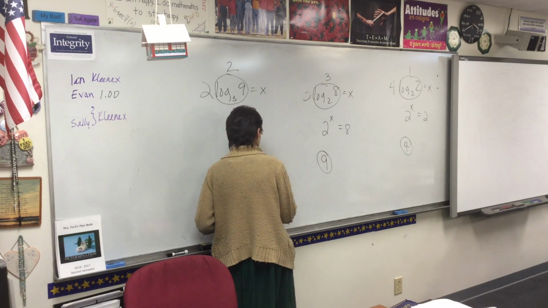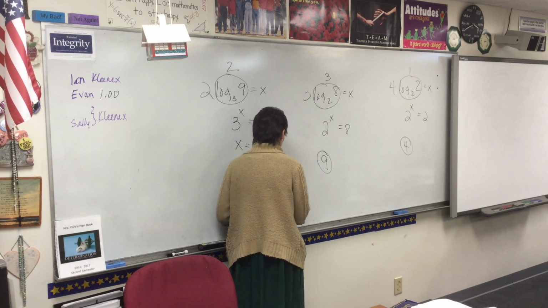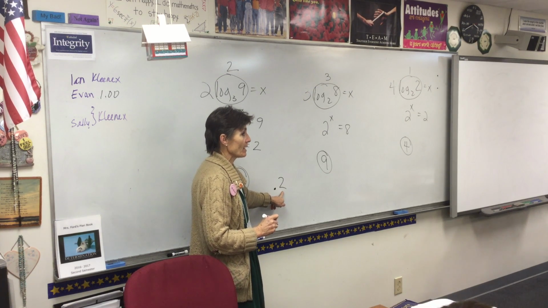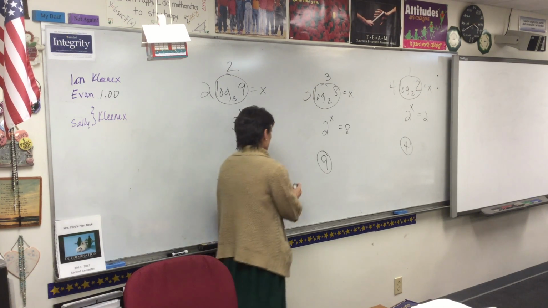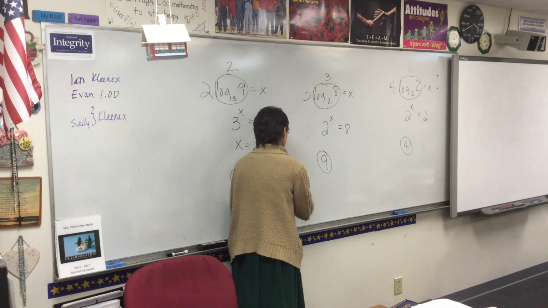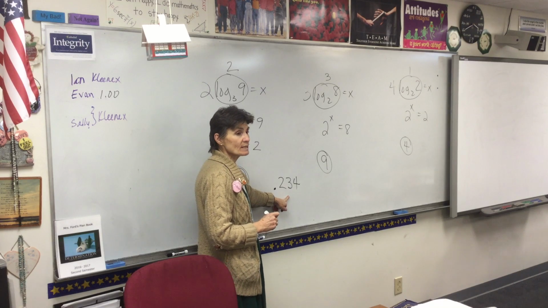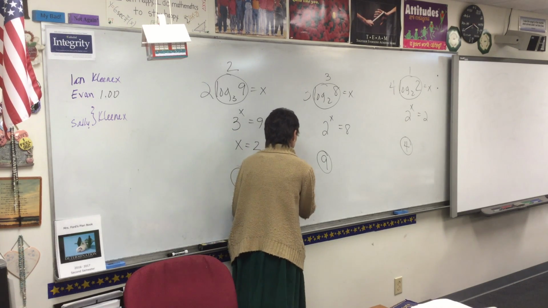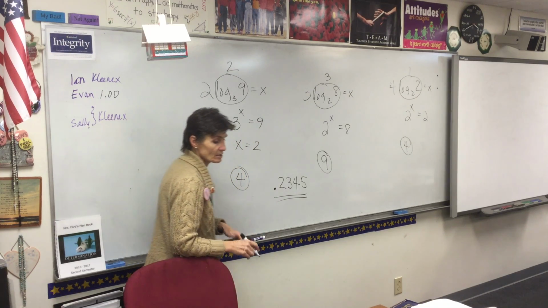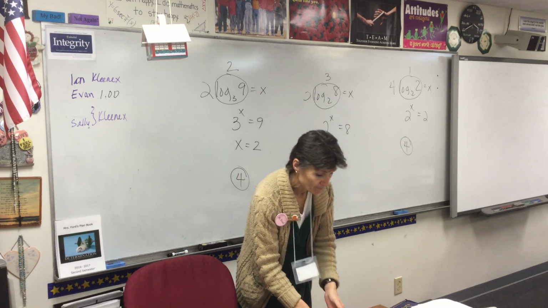Boys and girls, what decimal place is that? That's tenths, right? 2 tenths. This one is the hundredths. This one is the thousandths. And this one would be the 10,000th. So we're going to round to the nearest 4 decimal places.